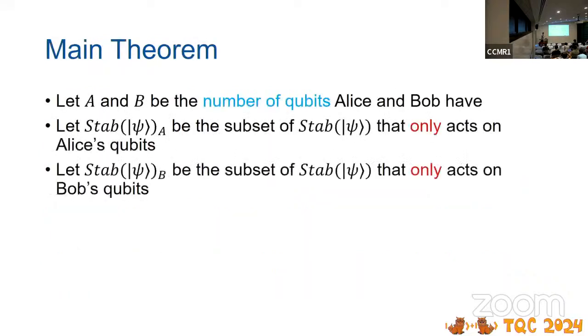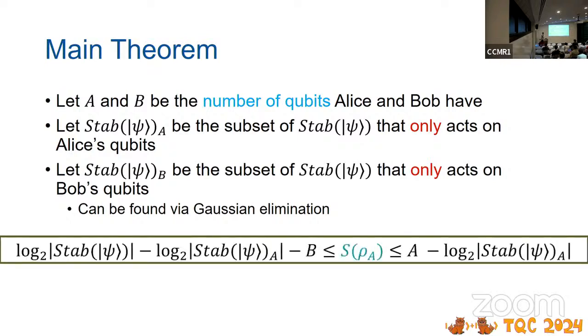Okay, with that out of the way, let me just say that these things can be found efficiently, and that will be important for our algorithm. But the idea is that the entanglement, so basically the von Neumann entropy of the reduced density matrix, I hope that's all familiar for you guys, is upper and lower bounded by these 2 quantities. So the number of qubits minus the number of things in this set, stab sub A. The bound might be somewhat esoteric. I'll explain more later about how we get the actual result we want.